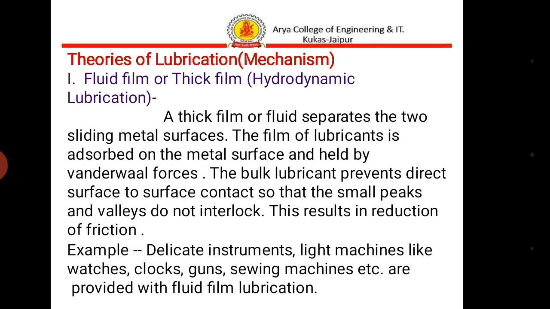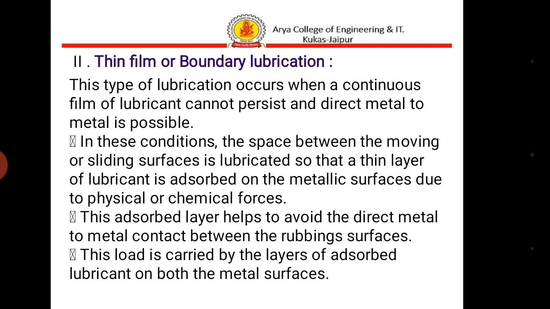Fluid film or thick film lubrication is present in delicate instruments and light machines like watches, clocks, guns, sewing machines. Second, thin film or boundary lubrication. This type of lubrication occurs when a continuous film of lubricant cannot persist and direct metal to metal contact is possible.